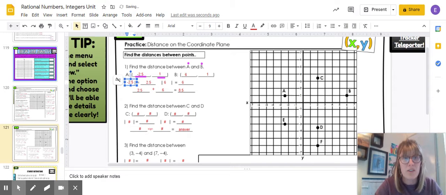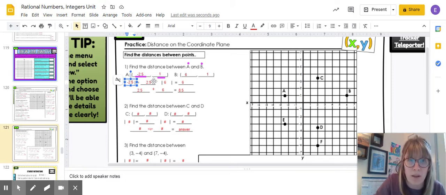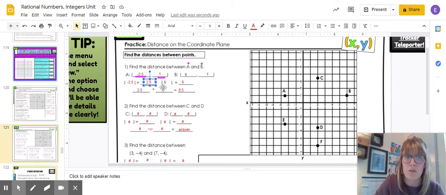The absolute value of -2.5 is 2.5. It's 2.5 units away from the origin, or from 0. Similarly, what's the absolute value of 6? In other words, how far away from the origin is it? It's 6 units. It's the absolute value of 6.